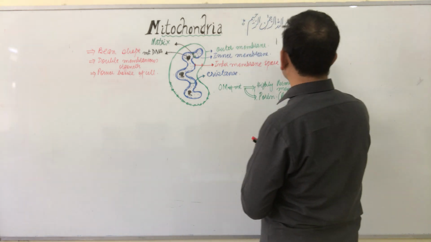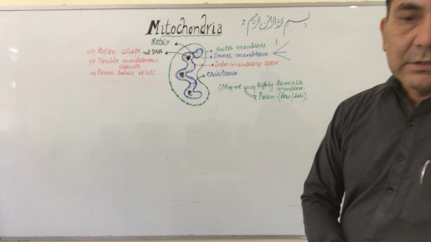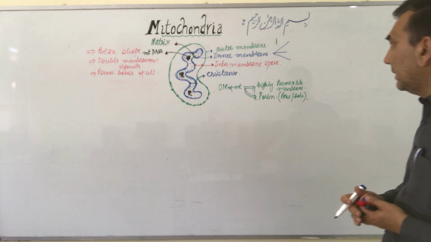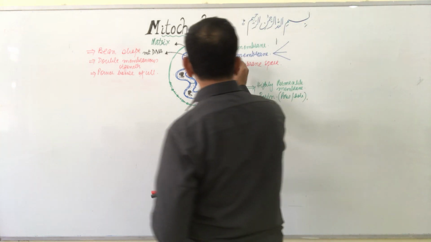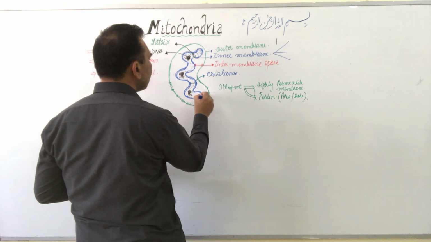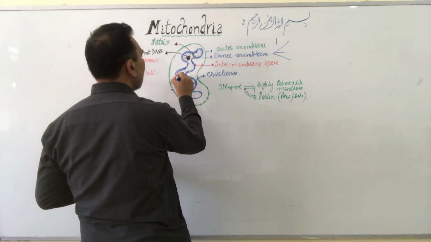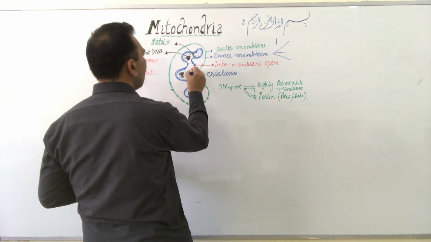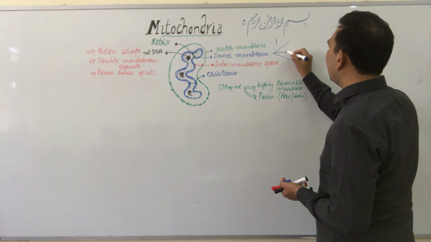This inner membrane is not highly permeable. It is a selectively permeable membrane. This inner membrane is folded, and it encloses the matrix which is present inside the mitochondria. And this inner membrane is the semi-permeable membrane.